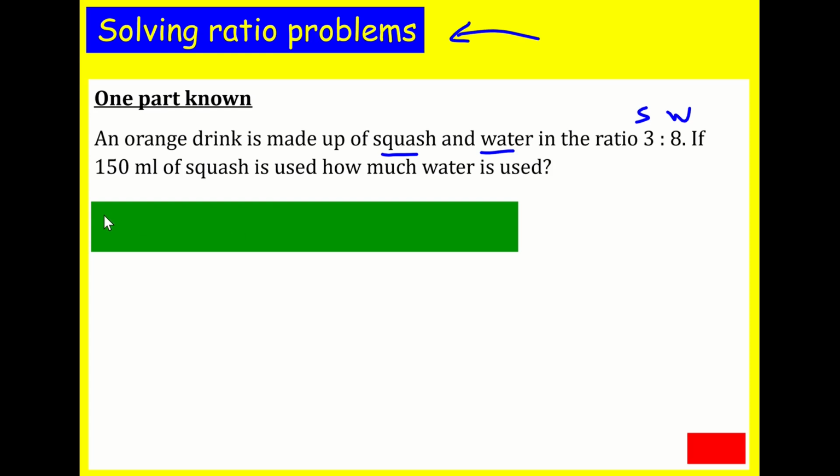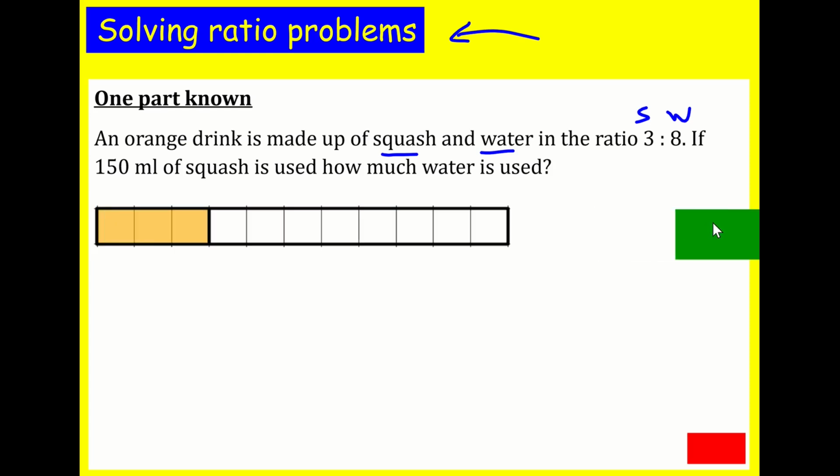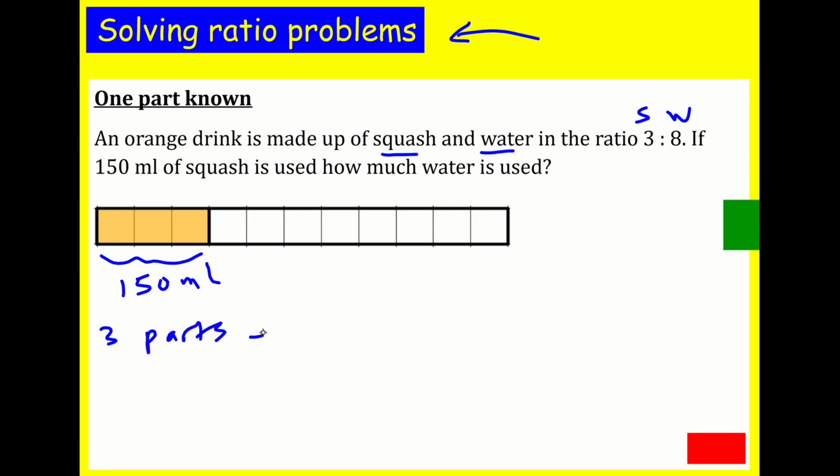Now what I'm going to show you is to use a bar diagram, and this represents the ratio. I've got 3 parts squash and I've got 8 parts water. And this is the beginning of how we're going to calculate the amount of water used, because we can see that this is worth 150 milliliters. And that is actually 3 parts. So 3 parts of this ratio is equal to 150 milliliters.